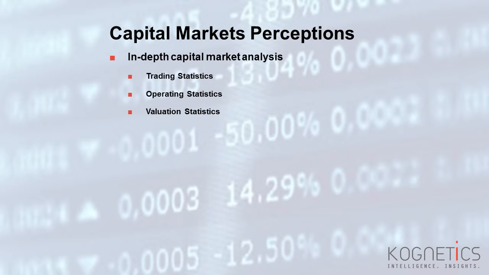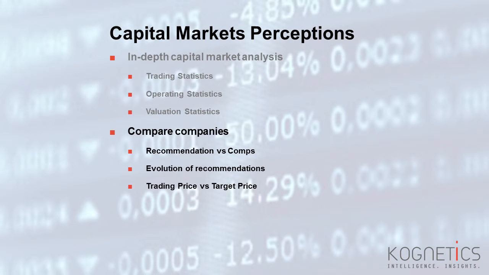Kognetics provides robust data around capital markets. For my trading statistics, I'm able to pick up the high and low share price over multiple periods. For operating statistics, I can pick up the basic metrics for the company, including revenue, gross profit, EBITDA, and net income. For the valuation statistics, it goes a step further where I can get enterprise value over sales, enterprise value over EBITDA, and other ratios used in valuations.